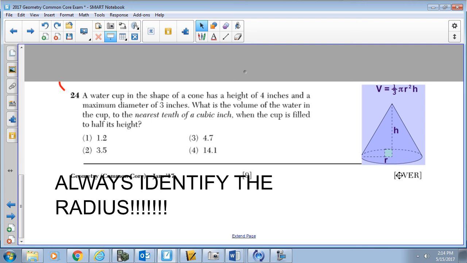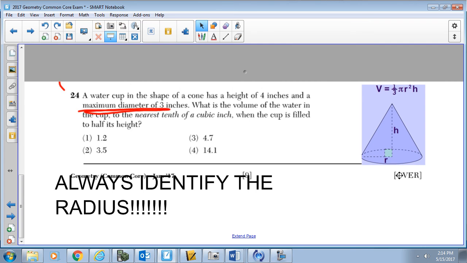All of these shapes, they have a circle involved, so cylinder, a cone, a sphere. They all involve the radius. So you always want to identify the radius. So if they tell you the diameter, you always want to think, what's the radius? Are they giving me the radius? So in this case, they give you a diameter, a maximum diameter, which is key, of 3 inches.